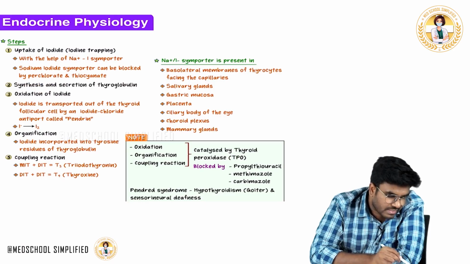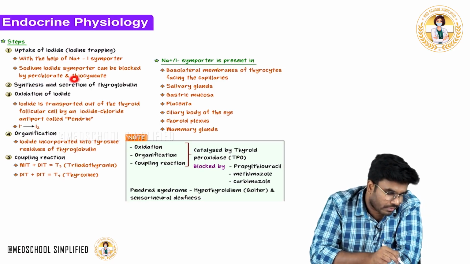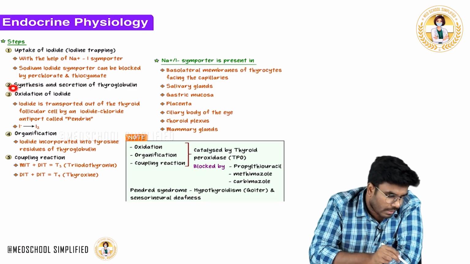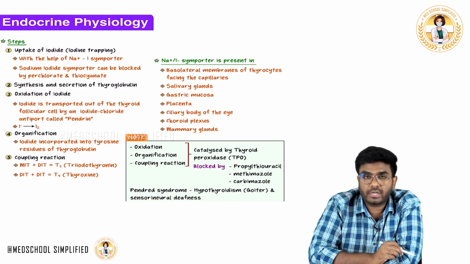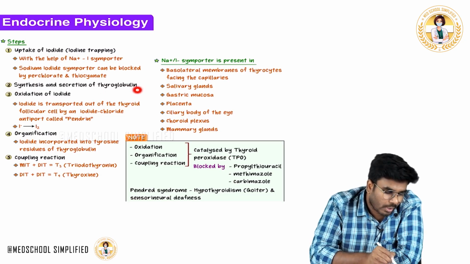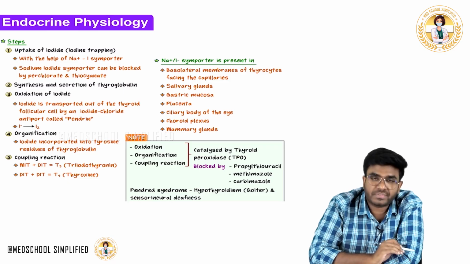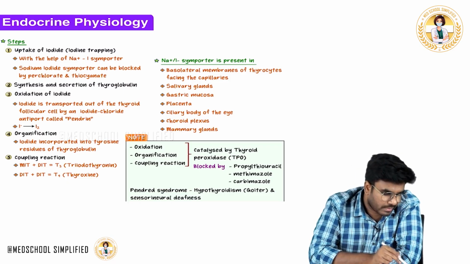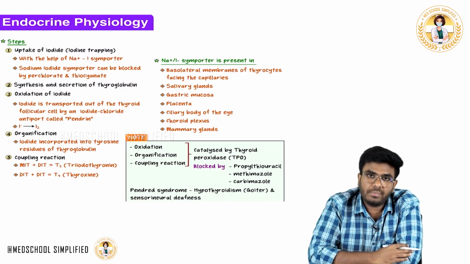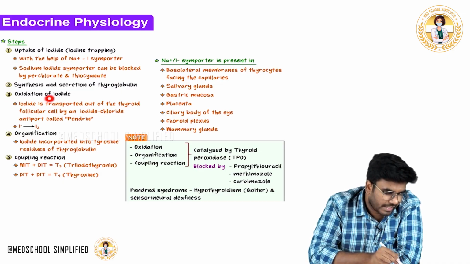Done. Now, what is the second step? Yes, the hero is ready here. Our iodine is the hero. Now, who is the heroine? We have discussed that the rough endoplasmic reticulum of the thyrocytes produces the protein called thyroglobulin. Second step also done. Now, what is the third step? We need to take out the negativity from our iodide molecule. That is oxidation of iodine.